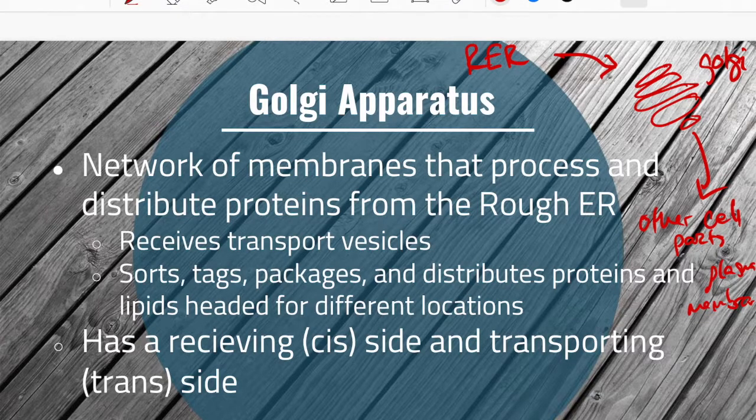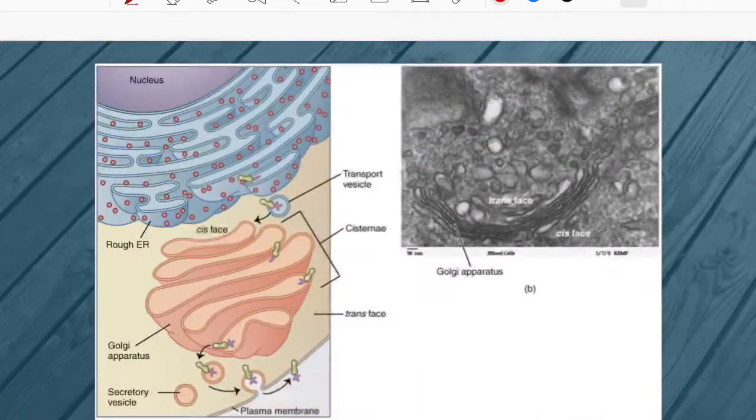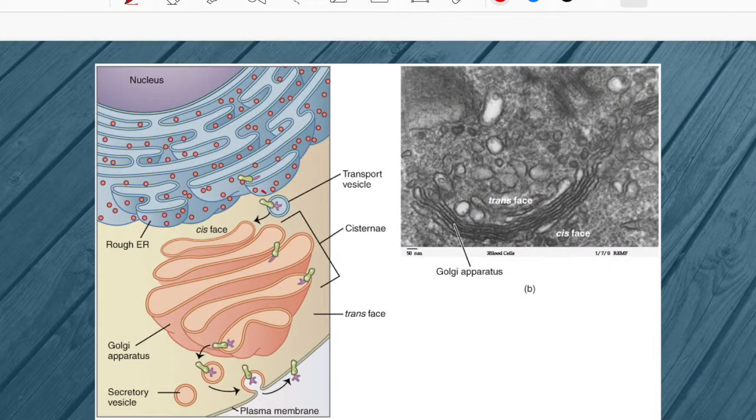It has a receiving side, which is cis, and then it has a transport side, which is trans. That's easy to remember because transporting is the trans side. That's the exit side. All right, so we're receiving materials in to the cis side. That material gets manipulated while it's in the Golgi. It gets put back into a vesicle right here, and then it gets shipped, in this case, out of the cell.